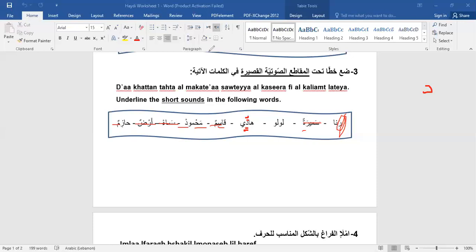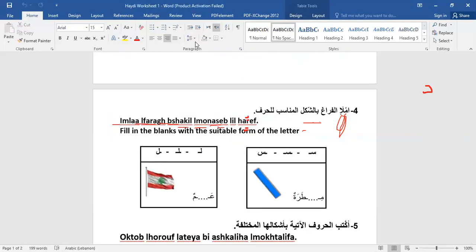Okay. Now let's go to the last question, which is the forms. I'm just asking you to choose the right answer, multiple choice. Fill in the blanks with the suitable form of the letter. Here you have a letter that has to be filled out where? In the beginning, middle, or end? Middle. Which letter? What's this letter?